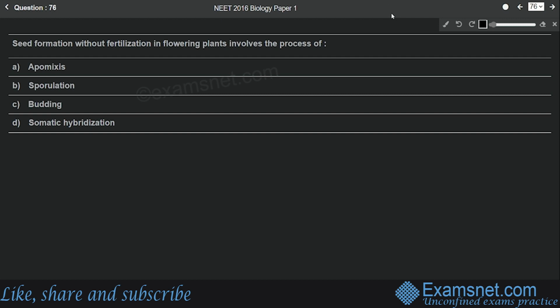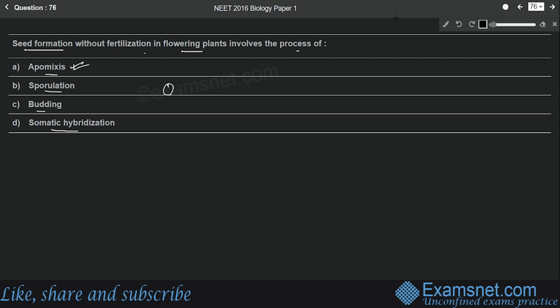Question number 76 is again from sexual reproduction in flowering plants, and the question is: seed formation without fertilization in flowering plants involves the process of, options are apomixis, sporulation, budding and somatic hybridization. So the correct answer is option A, that is apomixis.